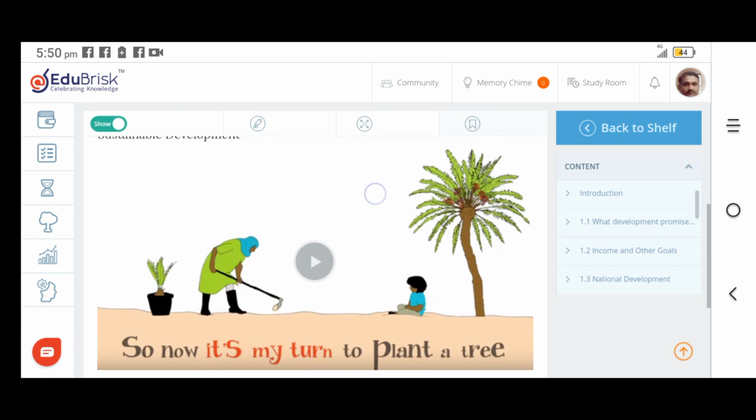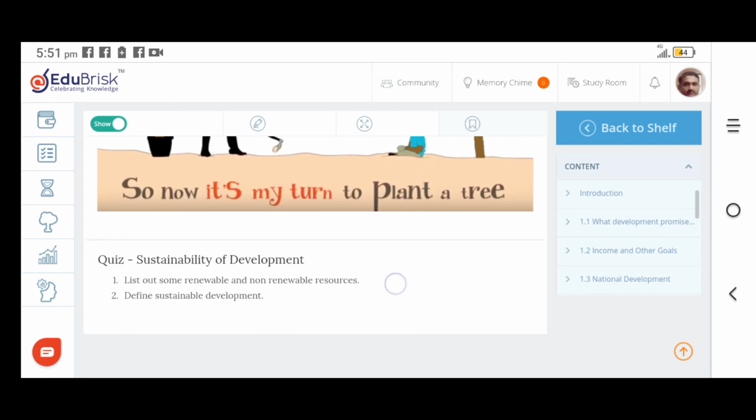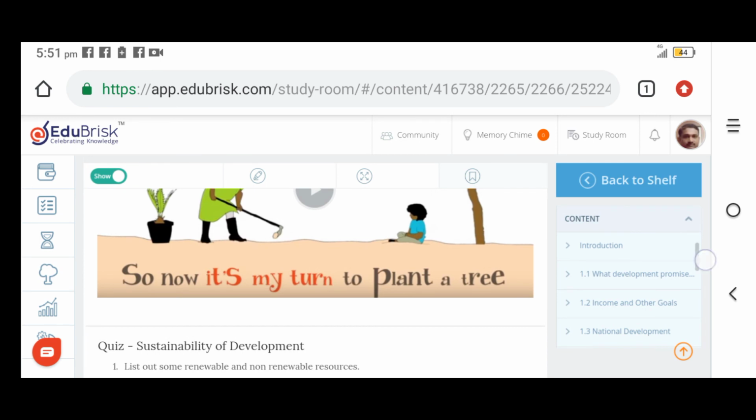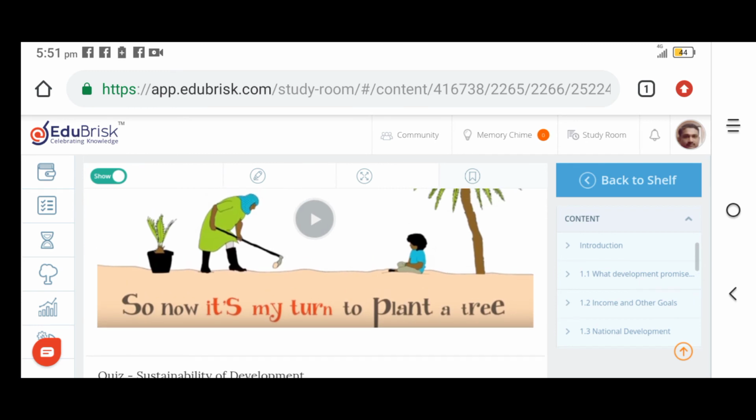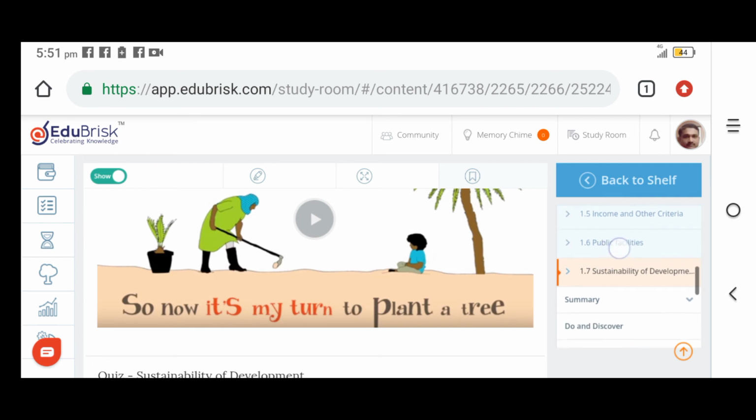Sustainable development: now it's our turn to plant a tree for the future generations rather than cutting trees or destroying the forest. We must plant and we must preserve it for the future generation. So it's very urgent to preserve and conserve all the resources for the future generations. So let us study this lesson once again.